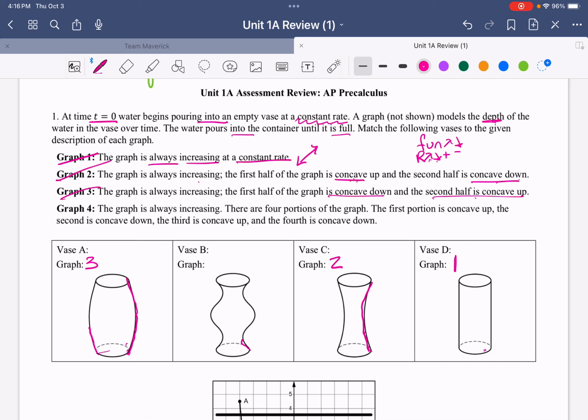Which of course leaves this for graph 4, but let's make sure that this makes sense. Always increasing. Okay, there are 4 portions to the graph. The first portion is concave up, then concave down, then concave up, then concave down. So that would mean the rate is increasing, then decreasing, then increasing, then decreasing. Remember, it's the rate at which the depth of the water changes. So that rate is going to increase, then decrease, then increase, then decrease. So this is graph 4.